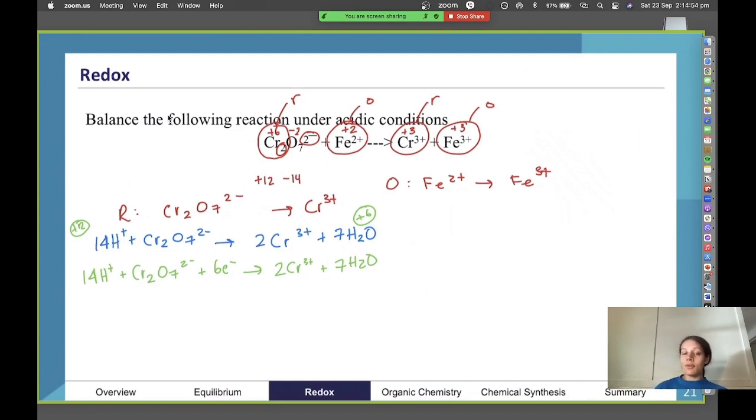And then for the oxidizing side, we have Fe2+ and Fe3+. So let's go through the list. The non-oxygen, non-hydrogen elements are all balanced. Oxygen is not on either side, so it doesn't need balancing. Hydrogen isn't either. So all we have to do is the charges. The charges are +2 and +3, so we're going to add 1 electron to the right-hand side to make them both +2. So that means we have Fe2+ giving you Fe3+ and 1 electron.